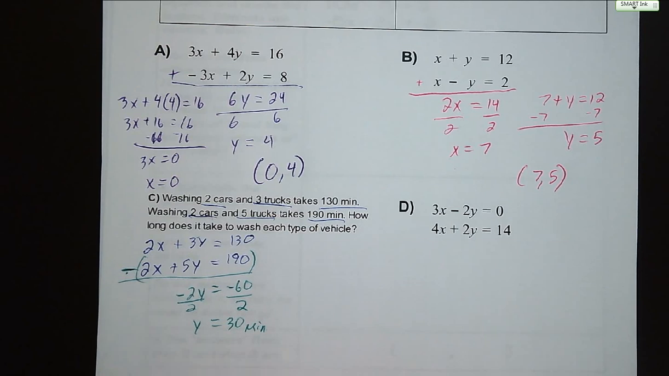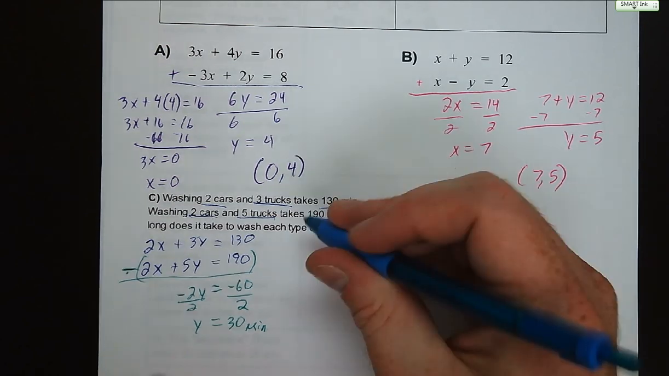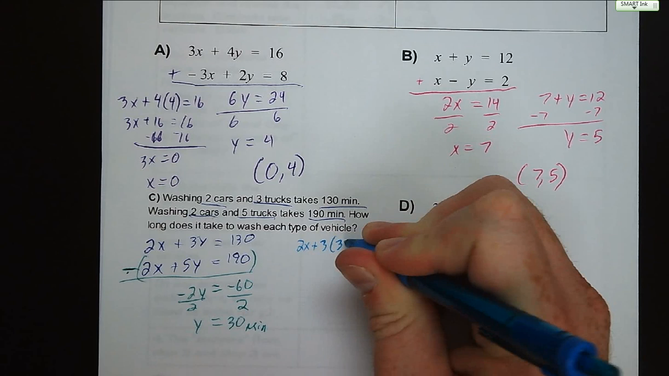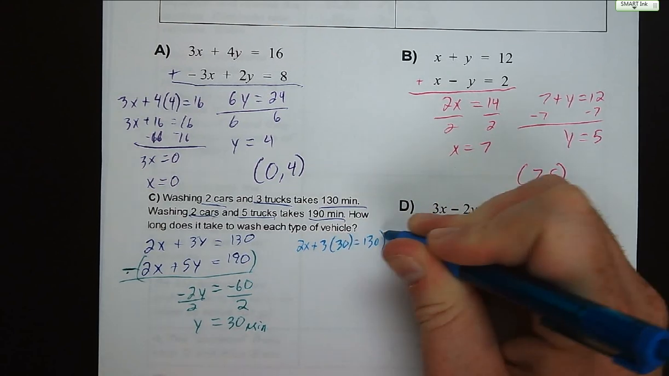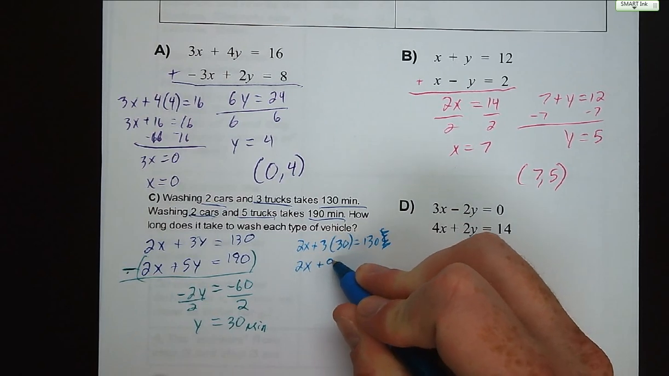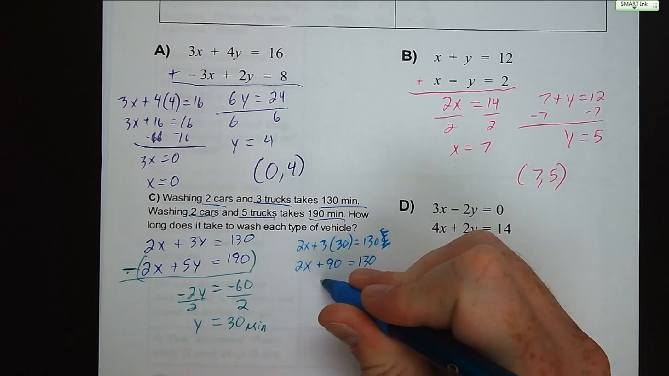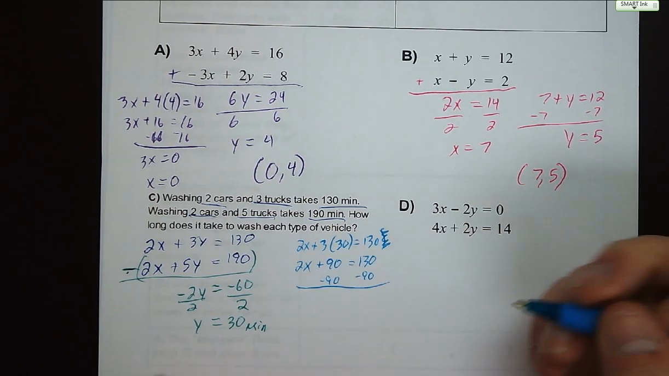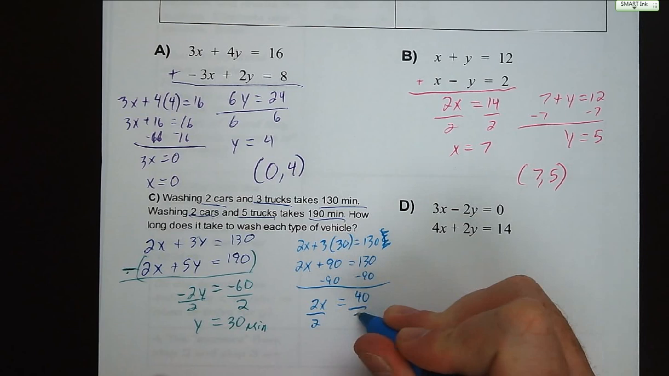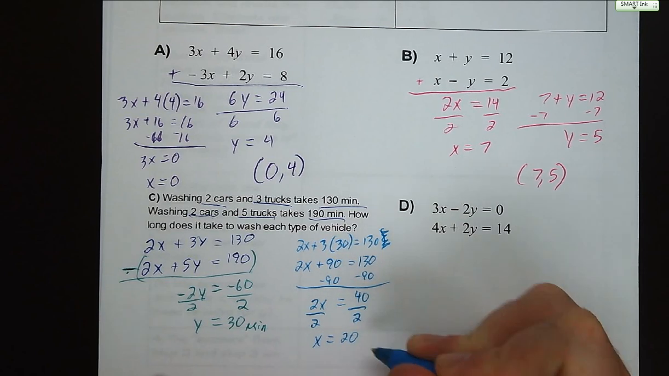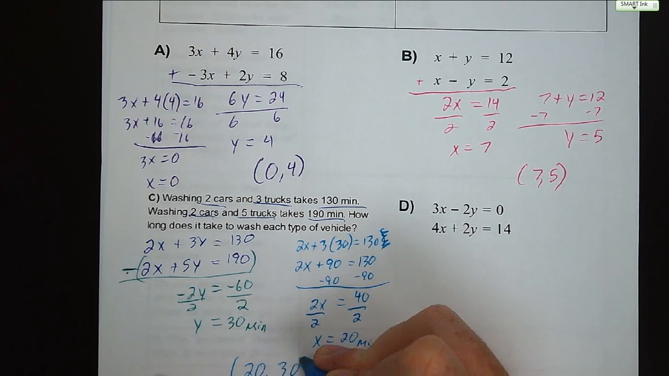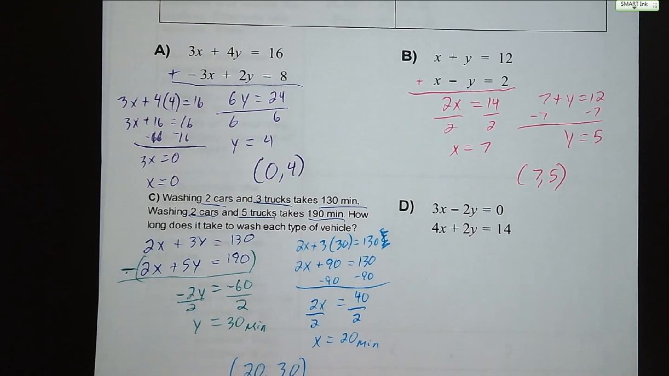So now we want to find the time for a car. We use one of our equations. So 2x plus 3 times 30 equals 130. Multiply, we have 2x plus 90 equals 130. Subtract 90 from both sides. 2x is equal to 40. Divide both sides by 2. X equals 20. So we have an ordered pair of 20, 30. 20 minutes to wash a car, 30 minutes to wash a truck.